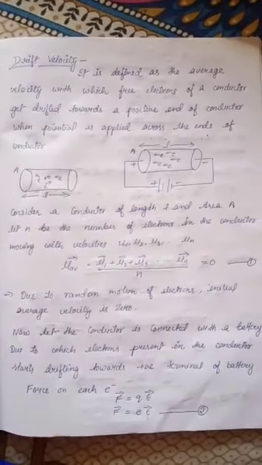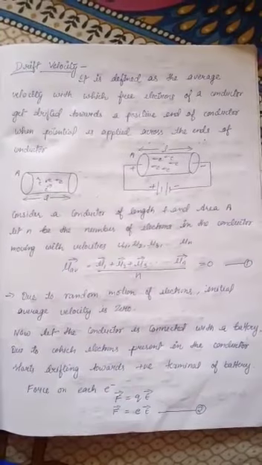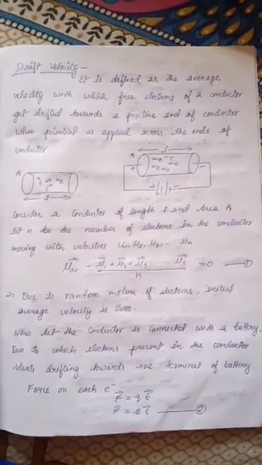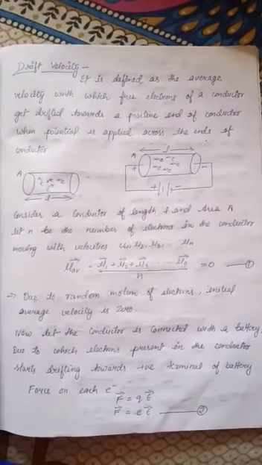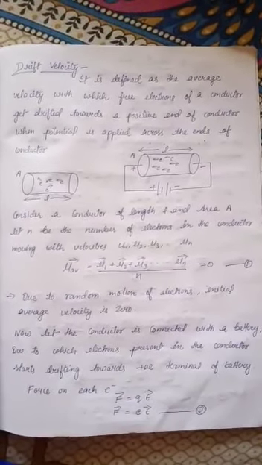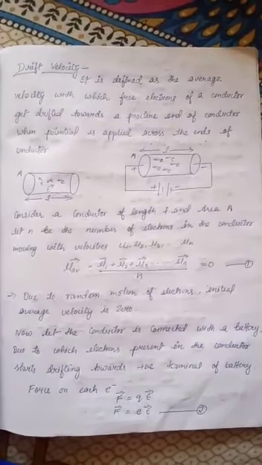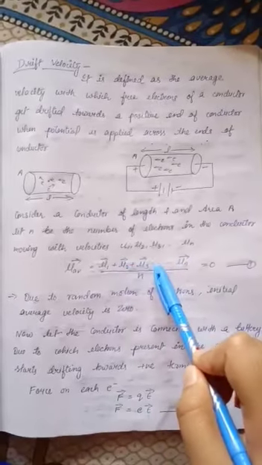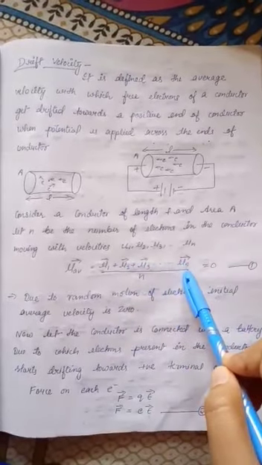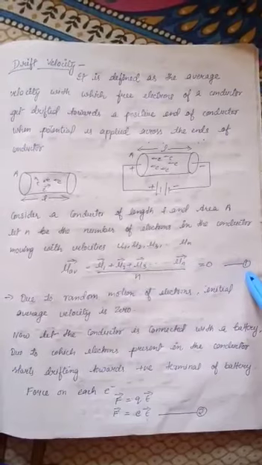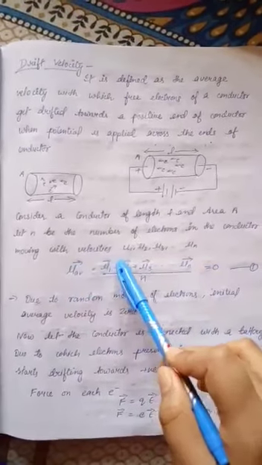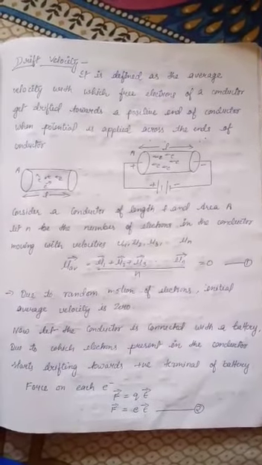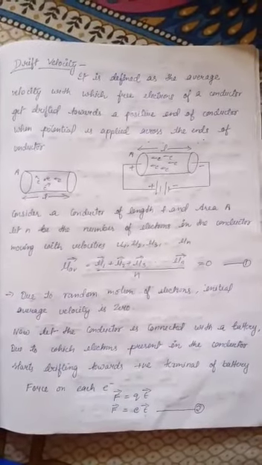Consider a conductor of length L and area A. Let n be the number of electrons in the conductor moving with velocities u1, u2, u3, ..., un. Now the average velocity is equal to (u1 + u2 + u3 + ... + un)/n. This will be 0. This is equation number 1, and these are vector quantities. Due to the random motion of electrons, the initial average velocity is 0.